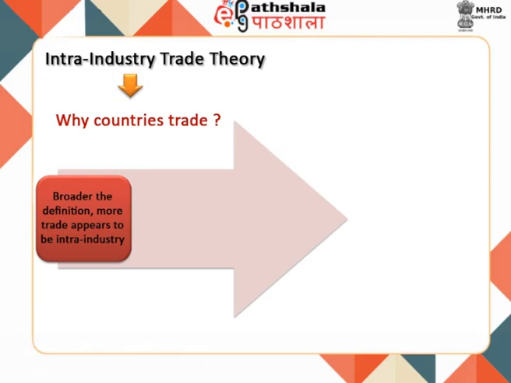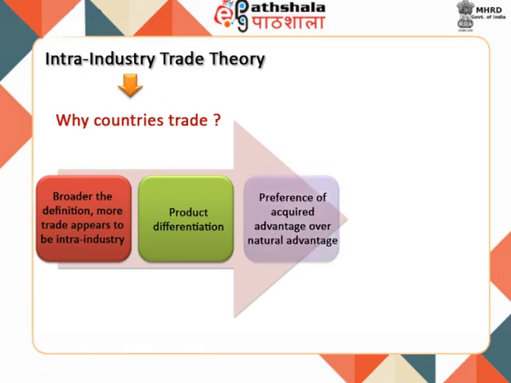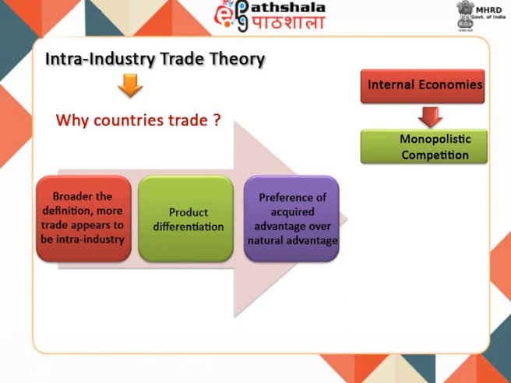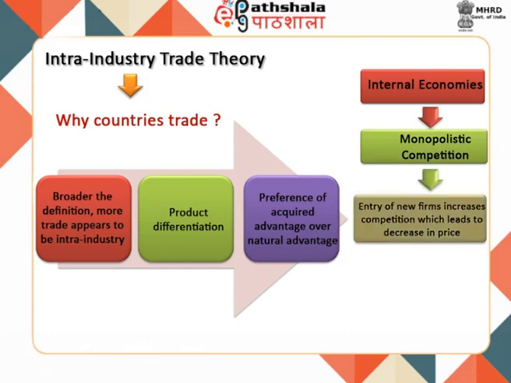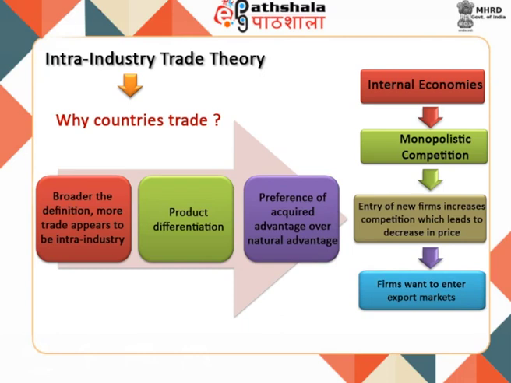Generally, this trade is greater in high-tech industries where the rapid growth of products leads to product differentiation. There is usually common intra-industry trade when there is a preference for acquired advantage over natural advantage. Moreover, internal economies lead to monopolistic competition. Entry of new firms increases competition, which leads to a decrease in price. Each firm sells fewer units of output by dividing the market and therefore costs rise. Hence, the presence of internal economies is the reason why firms want to enter export markets.